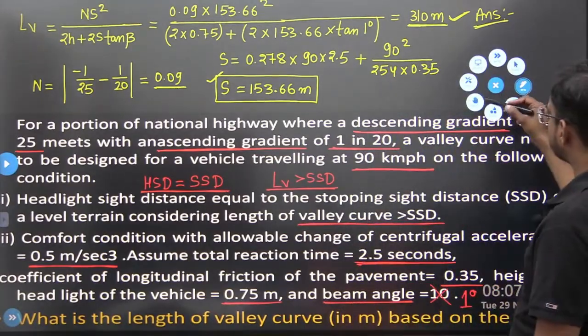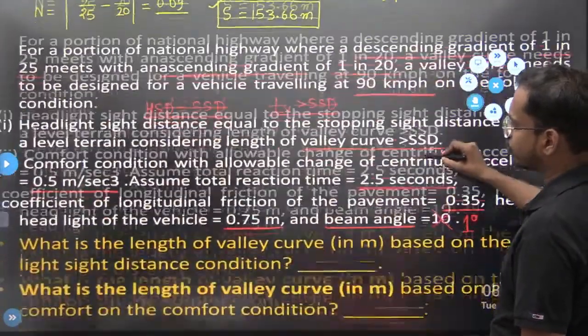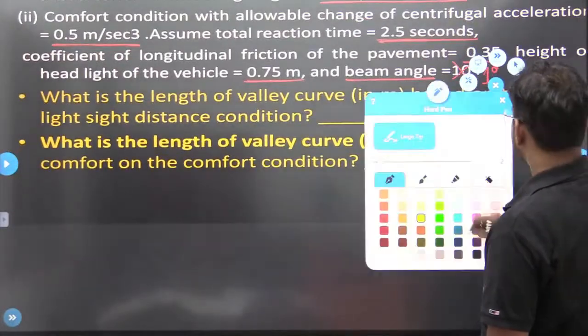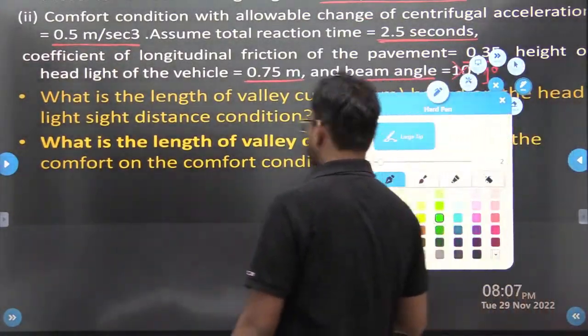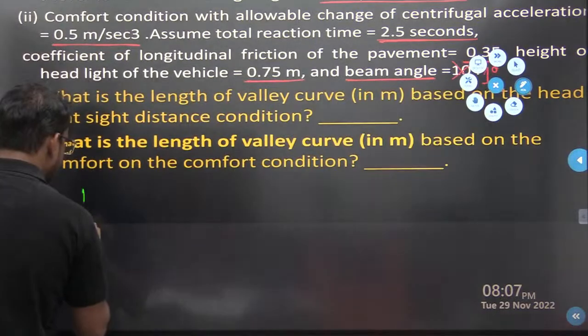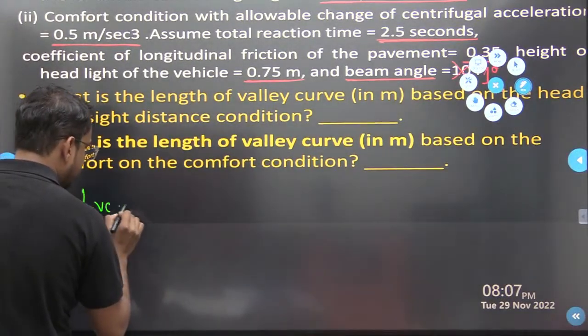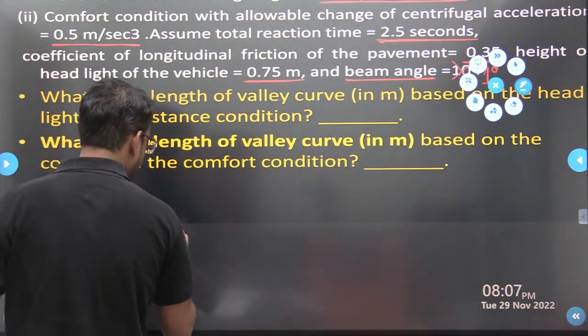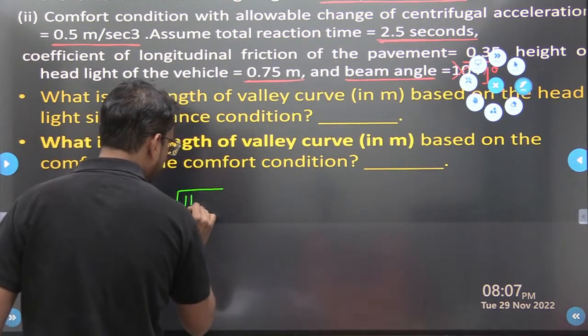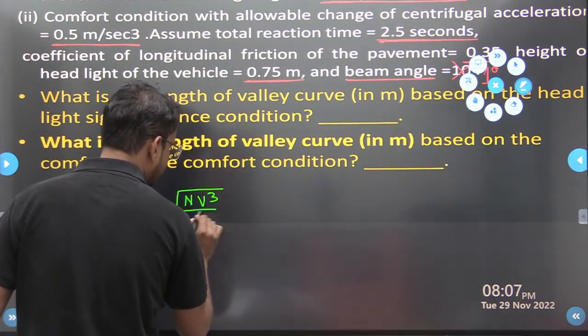If I am interested to calculate the answer for the second question, what is the length of valley curve for comfort condition? The formula is 2 multiplied by the square root of N V cube upon C. It is the formula.